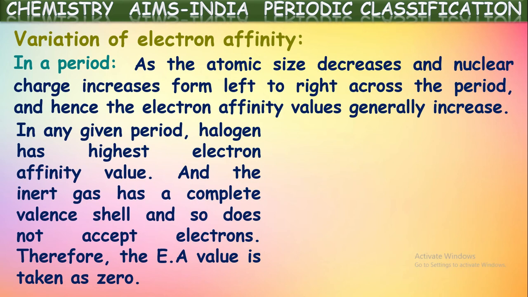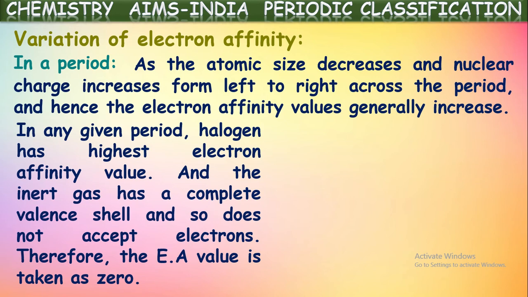But actually in a given period, it increases from alkali metals to halogens. So halogen has the highest electron affinity value in a given period. And the inert gases have a complete valence shell. They do not have any tendency to take electrons, so that is why they don't accept electrons. Therefore, the electron affinity values of these noble gases are considered as zero.